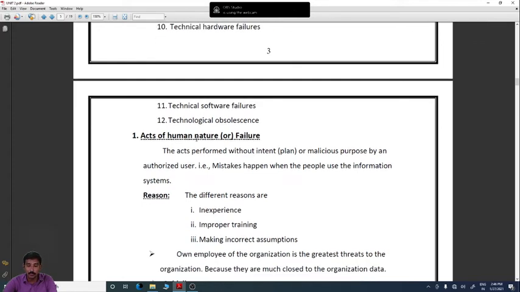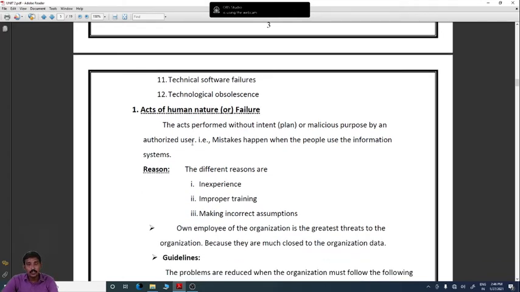The first one is acts of human error or failure. We know that humans are always a major, constant threat to every organization. The act is performed by a person, with or without intent or malicious purpose, by authorized user activities. Sometimes they try to hack the information with malicious intent. Also it may happen due to mistakes whenever the information is used by people; there is a possibility of making mistakes. So this problem happens due to inexperience.